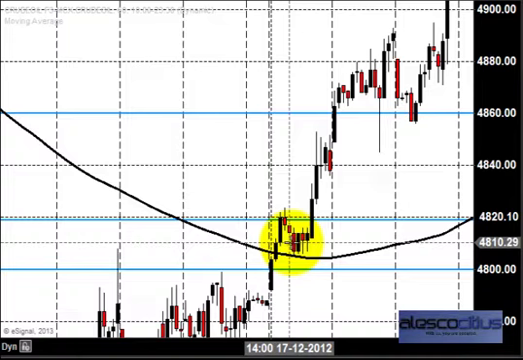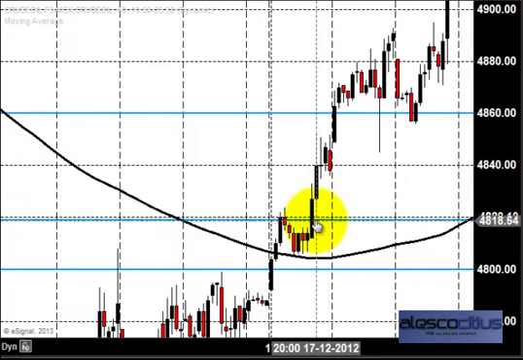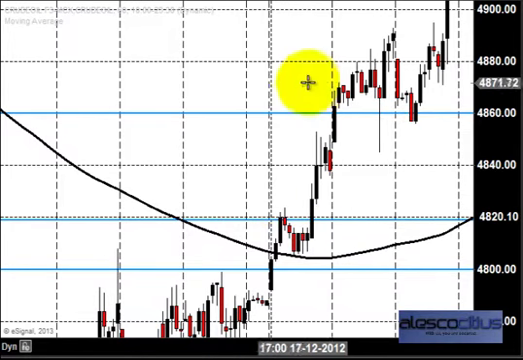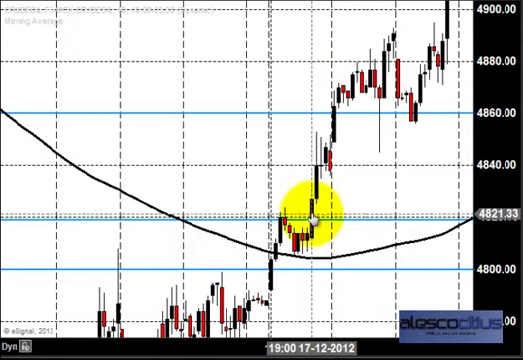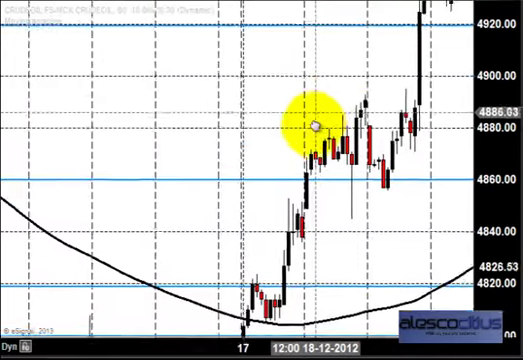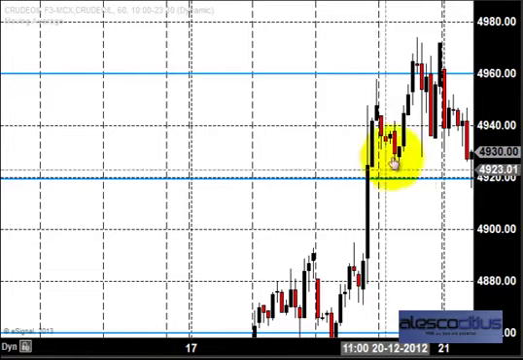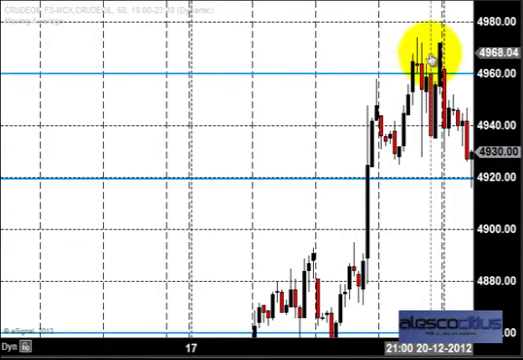17/12/2012. So after breaking 4,820, we expected the market to gain all its buying strength. So what happened after that? The price went up till 4,920. So what we expected was whether the price has the potential to test the 5,000 zone. The price went up till 4,960.